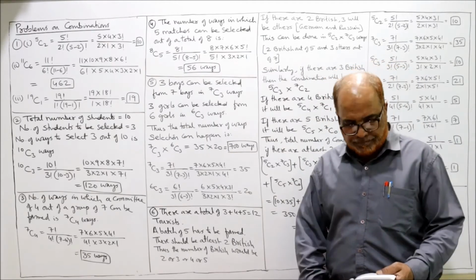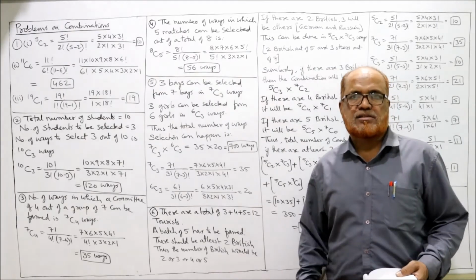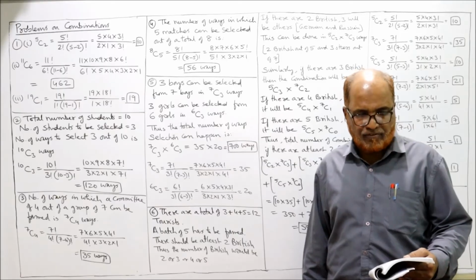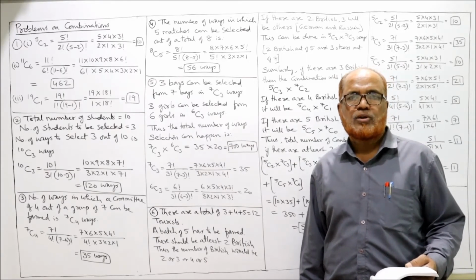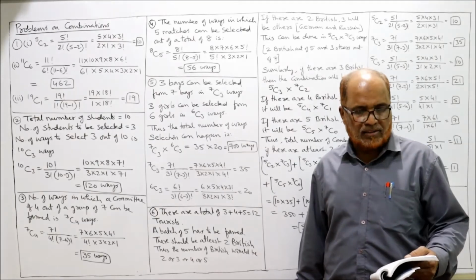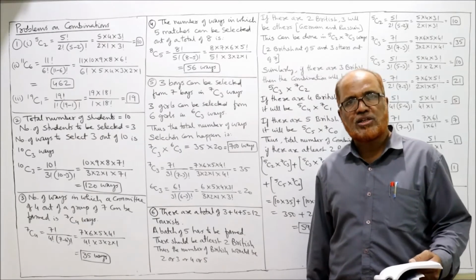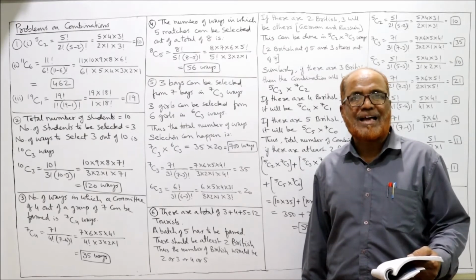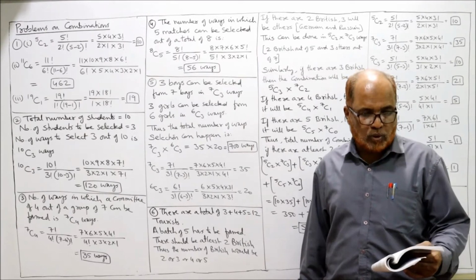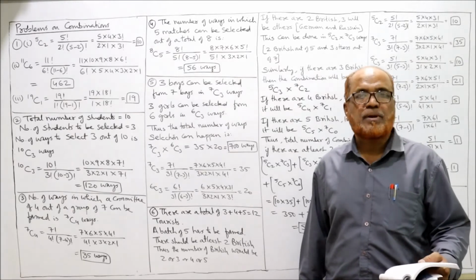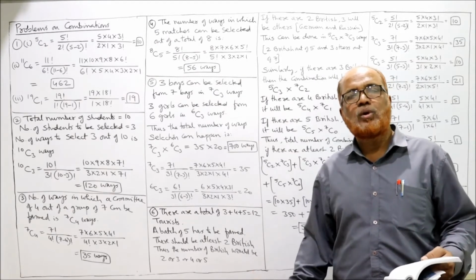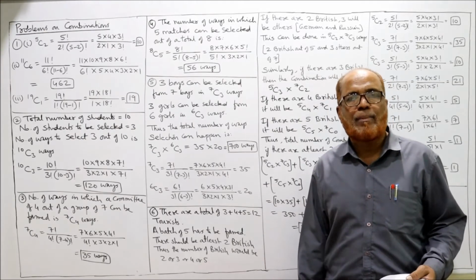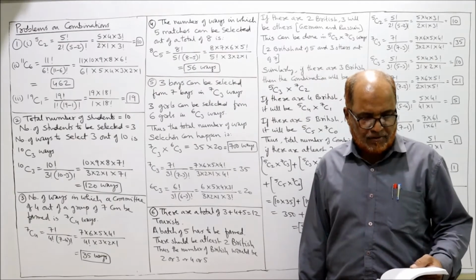Next, sixth problem. There are 3 Germans, 4 Russians and 5 British tourists. So in a total group of tourists, there are 3 Germans, 4 Russians and 5 British tourists. A tour operator has to form a batch of 5 persons. Now how many in total? 3 plus 4 is 7, 7 plus 5 is 12. So total number of tourists are 12. Out of 12, the tour operator wants to make a batch of 5 persons.